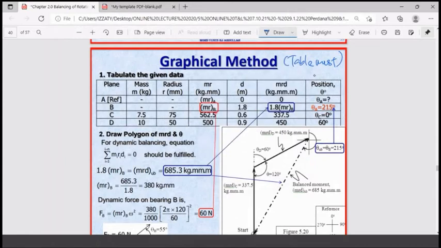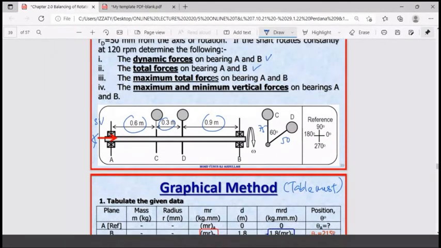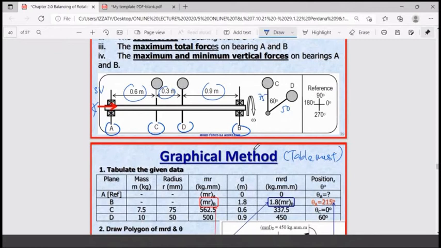Okay, now the plane refers to your plane here. You have A, B, C, and D as usual. Sorry, A, C, D, and B. The order doesn't matter, it's up to you. Then put in all the parameters for A and B. There is no mass for the bearing. There's no radius for the bearing.